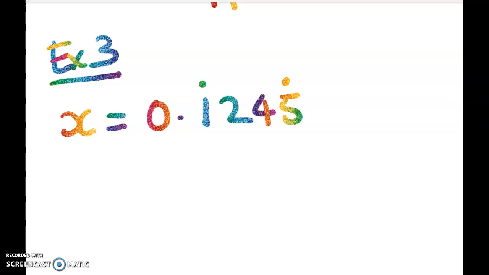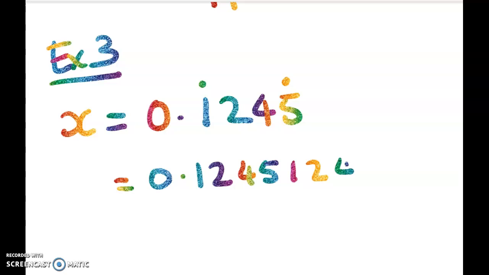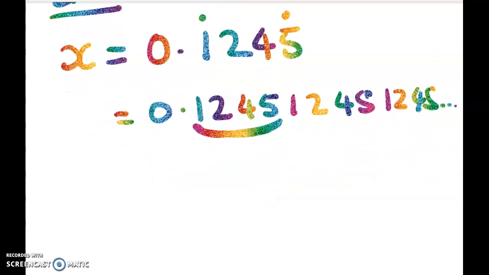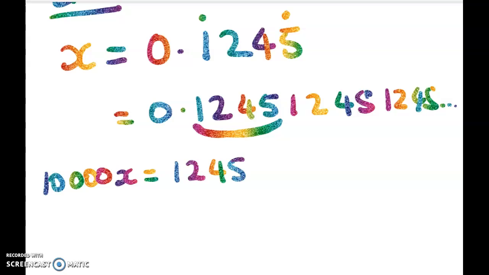0.1245. And the pattern's got 4 digits in the way it recurs. So let's start by writing that out, just to make sure we've got the pattern down. So here, to match up this 4-digit pattern, I'm going to have to multiply x by a whopping 10,000, right? Because 10,000x will give me 1,245.1245, and so on forever.